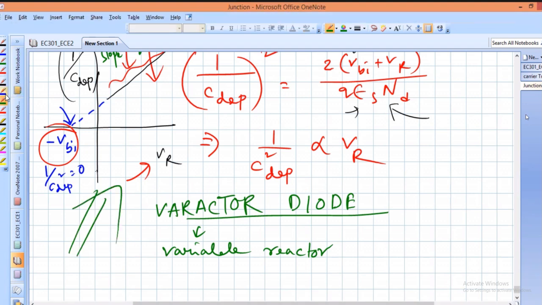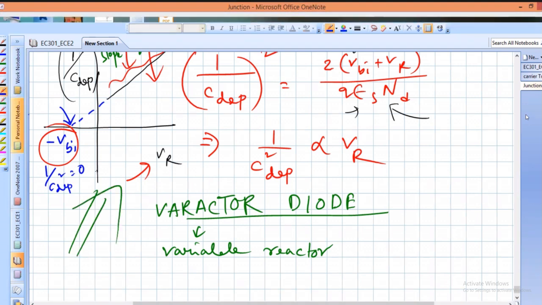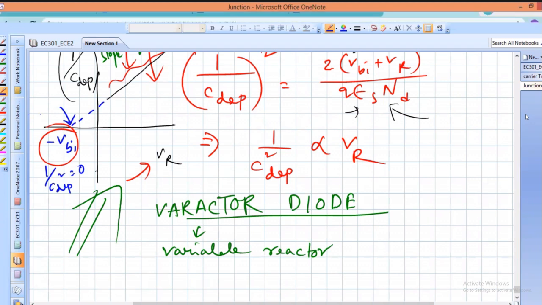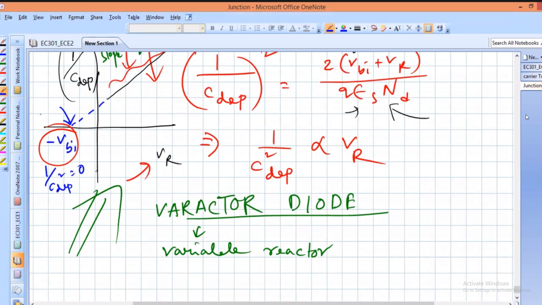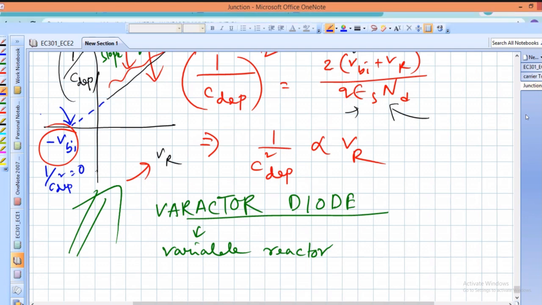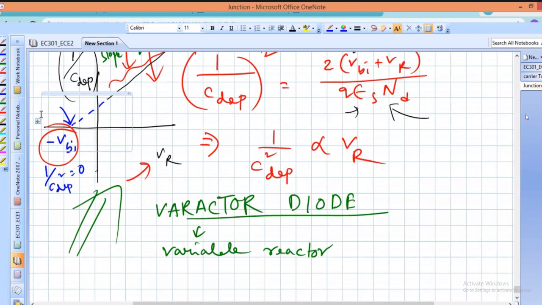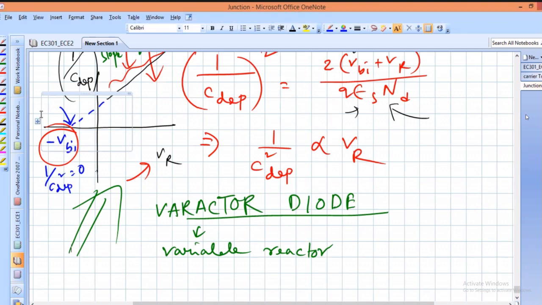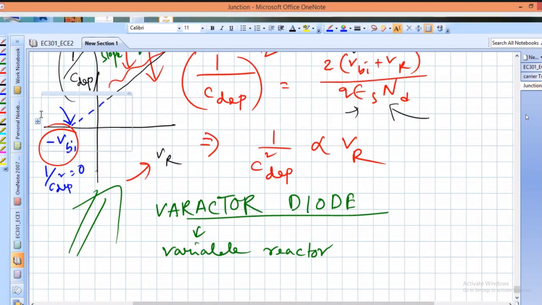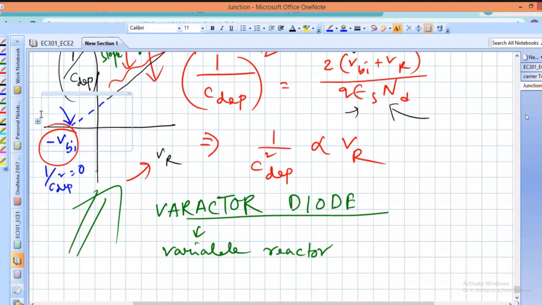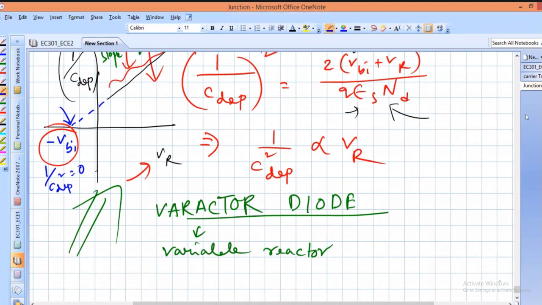I here show you the variation of the capacitance as a function of reverse bias voltage. So whenever we design a Varactor diode, we need to be very careful. We will consider the Varactor diode only under reverse bias. No forward biasing must be provided. Forward biasing must be avoided here. So this is Varactor diode.